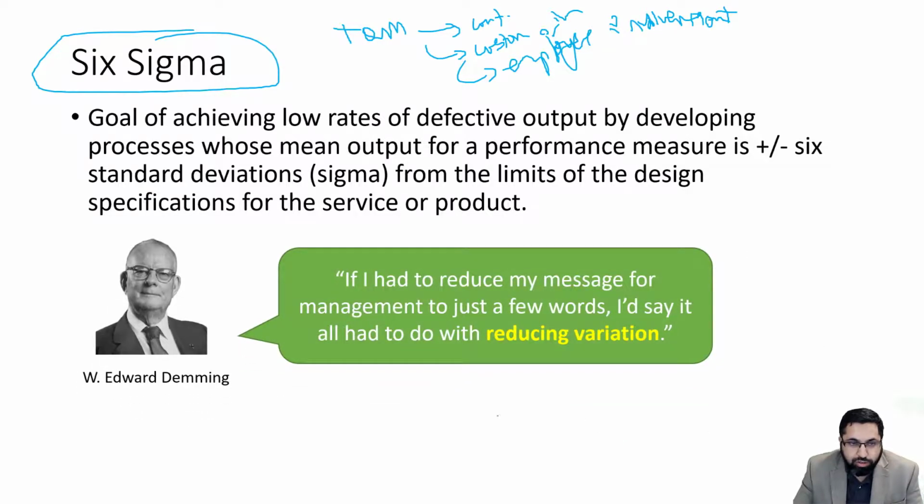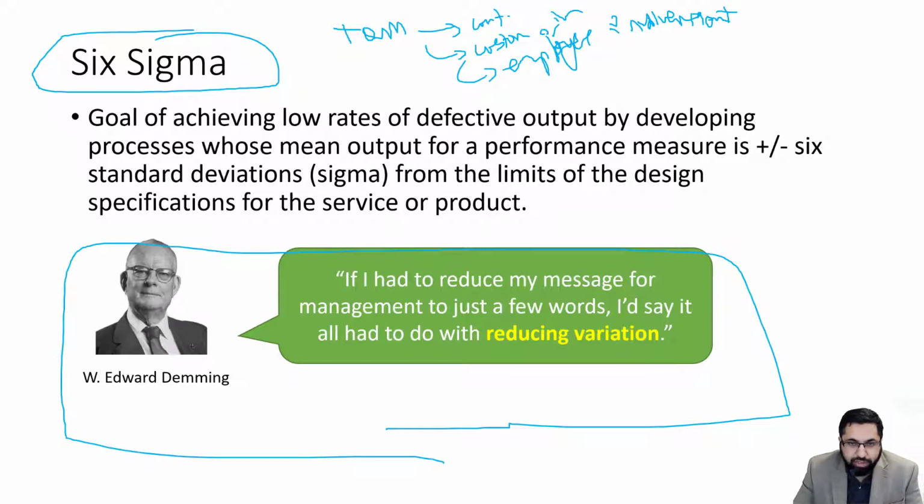Okay. So Deming also really placed a lot of importance on reducing variation. He said, if I had to reduce my message for management to just a few words, I would say it all had to do with reducing variation.